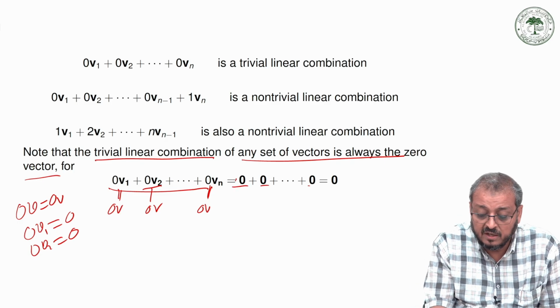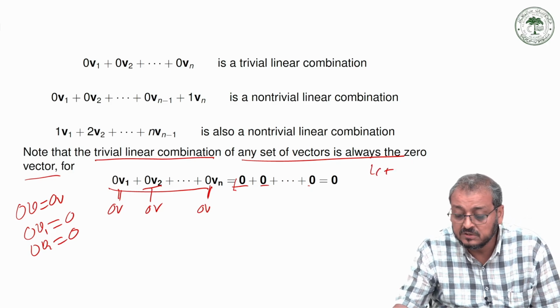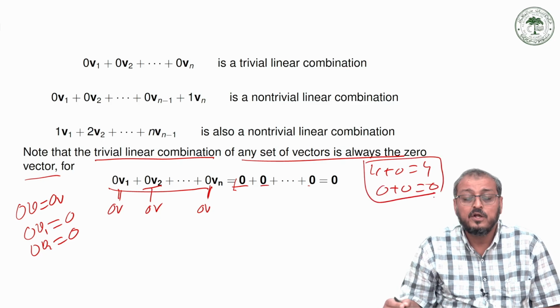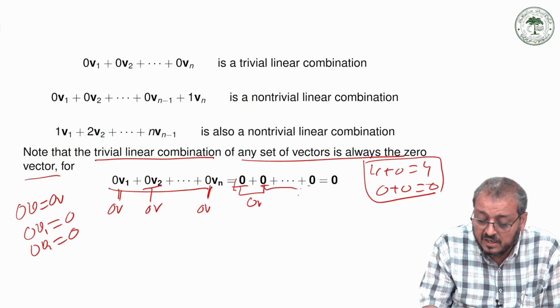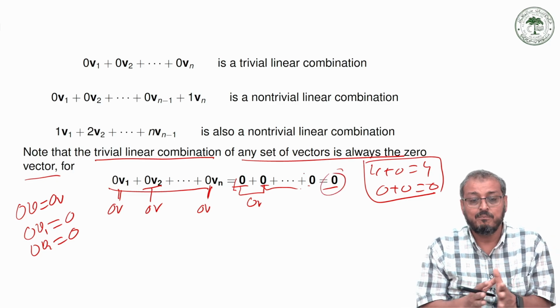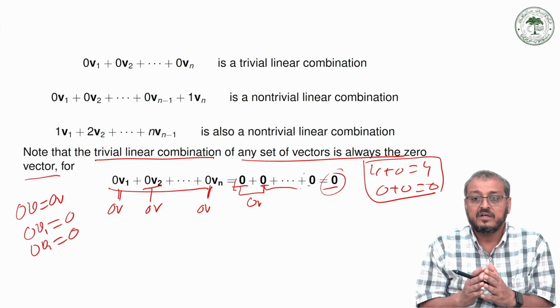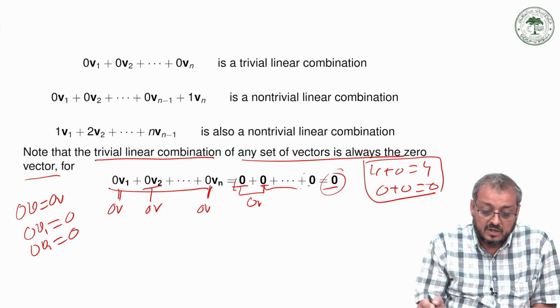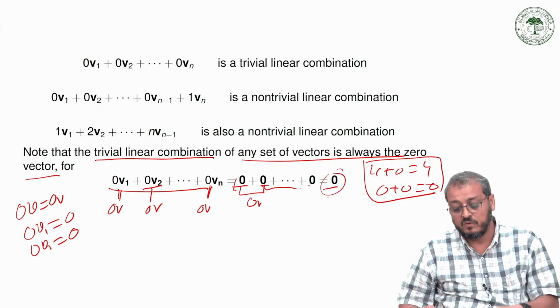Now by the property of the additive identity element, u plus 0 is equal to u, or 0 plus 0 is equal to 0, by the property of the additive identity of a vector space. We take the sum of these, and ultimately it is equal to 0. So this is a very important thing: the trivial linear combination of any set of vectors is always the 0 vector.